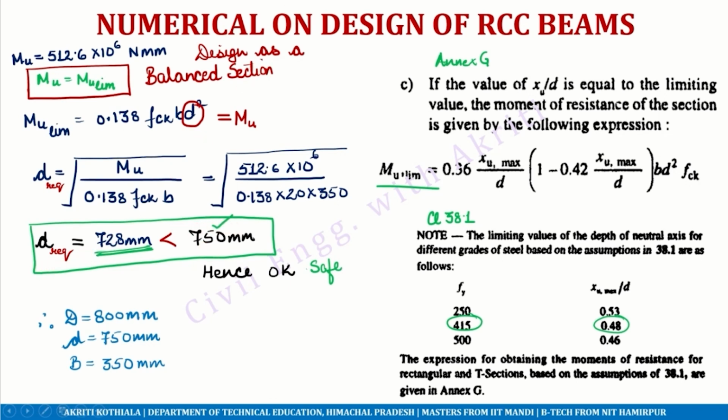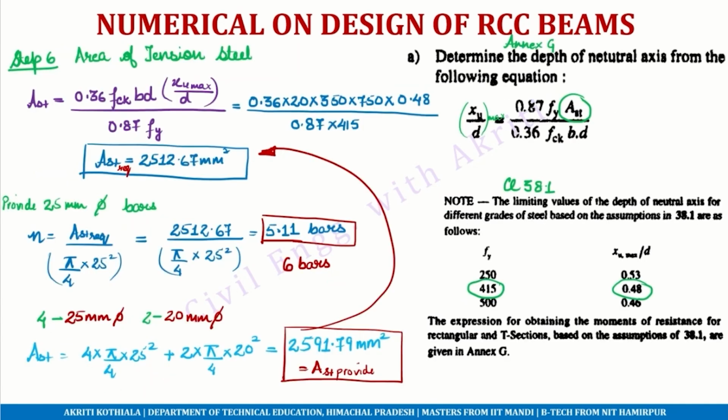Now the new dimensions of the beam are: overall depth is 800 mm, the effective depth is 750 mm, and the width is 350 mm. So this is also the same as the previous question. Now moving forward to step 6, where we calculate the area of tension steel.